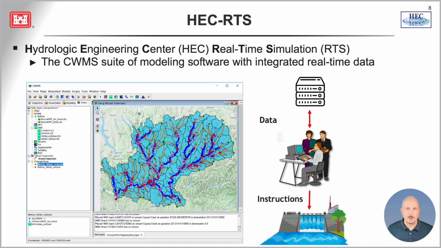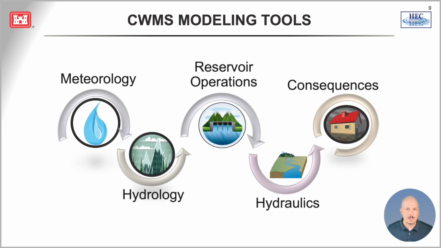The primary interface for SWMS is HEC-RTS. It provides access to real-time and forecast data. HEC-RTS also integrates a suite of modeling software with a common display of watershed and river system elements. The HEC-RTS suite of models consists of HEC-MetVue for meteorological data processing and visualization, HEC-HMS for hydrologic simulation, HEC-ResSim for reservoir system simulation, HEC-RAS for hydraulic simulation, and HEC-FIA for impact analysis, where the potential consequences of stream flow and stage forecasts are assessed.